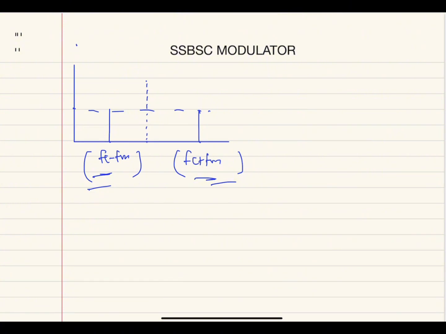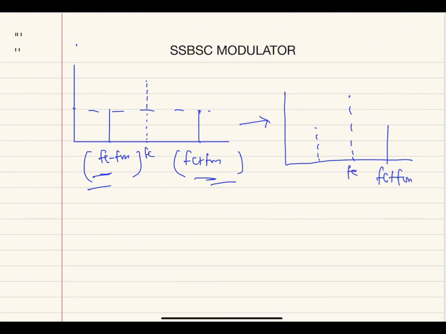We came to the conclusion that both the lower sideband and the upper sideband have the same information. Therefore, we can decide to transmit one instead of transmitting both, because at the end of the day, we require power to transmit both sidebands. In doing this, we can decide to suppress either the low sideband or the high sideband, and at the end of the day, we are going to have a resultant at FC plus FM.